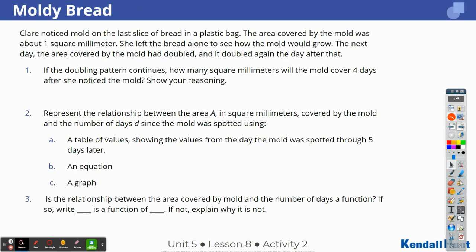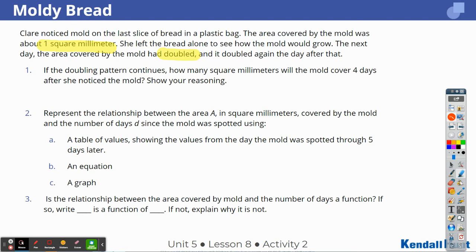All right, so here we have an inquisitive person, Claire. She noticed a piece of mold on a slice of bread, and she decided to measure it and then track its progress each day. So the first day she noticed the mold, there was 1 square millimeter of mold. Okay, so that's important information we need to know. She left the bread alone to see how the mold would grow, and the next day the area covered by the mold had doubled, and then it doubled again after that. So it's going to continue to double.